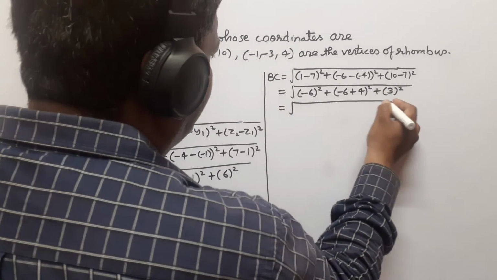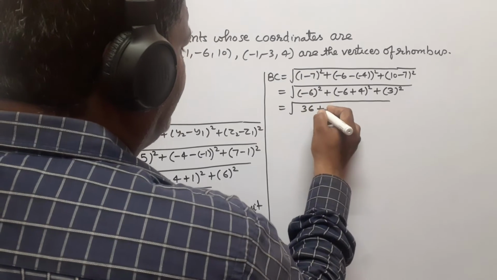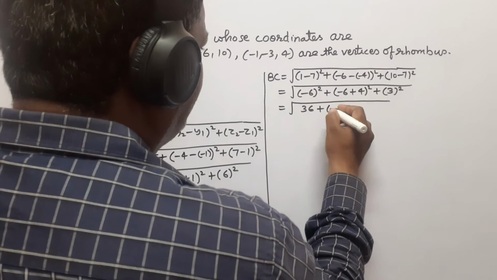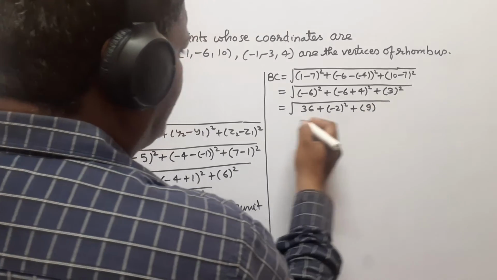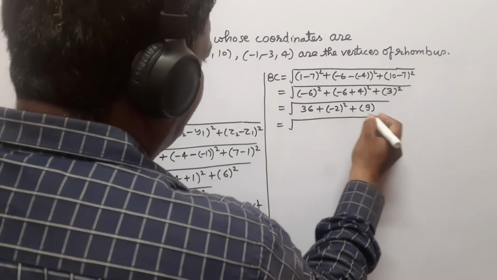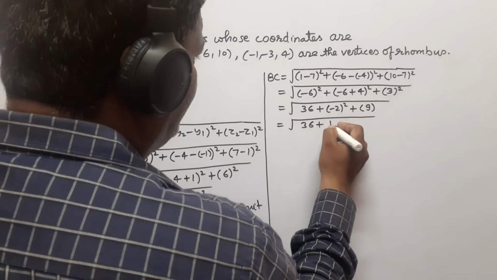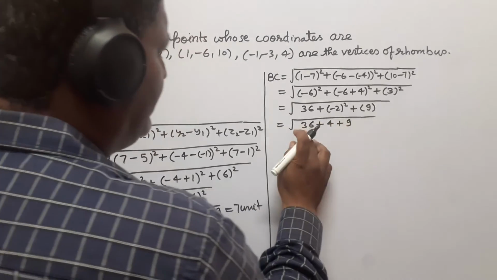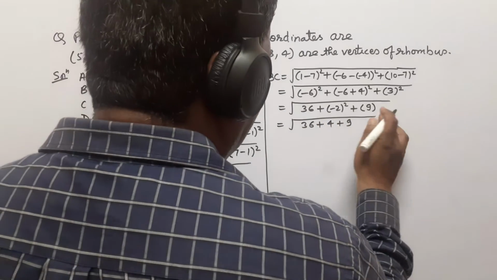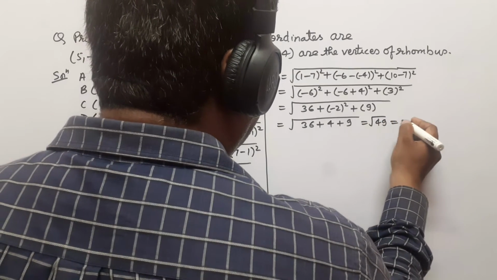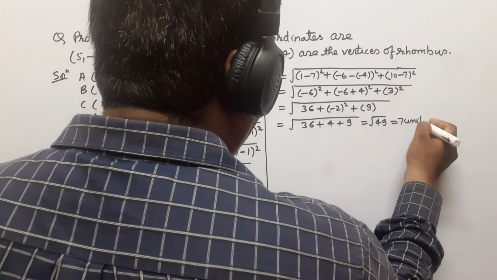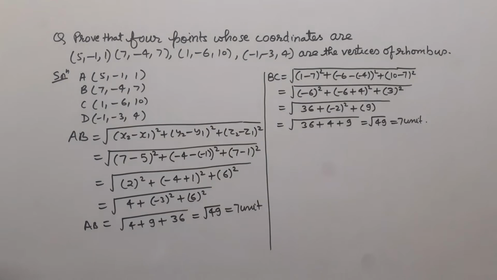So minus 6 square is 36, and minus 6 plus 4 is minus 2 whole square, which is 4, plus 3 square, which is 9. So 36 plus 4 plus 9 is 49, and the square root of 49 is 7 units. So this is the length of the side BC. BC is also 7 units.